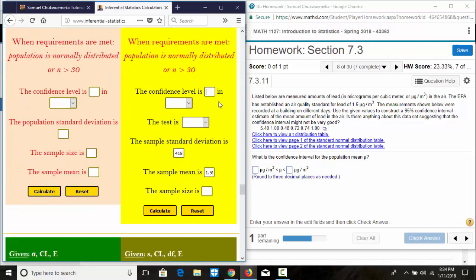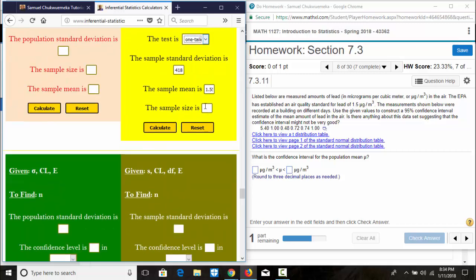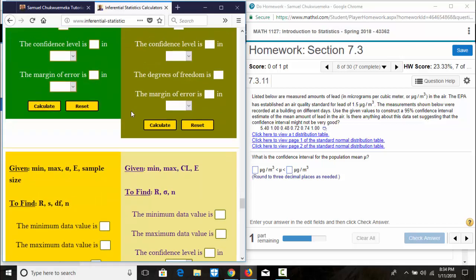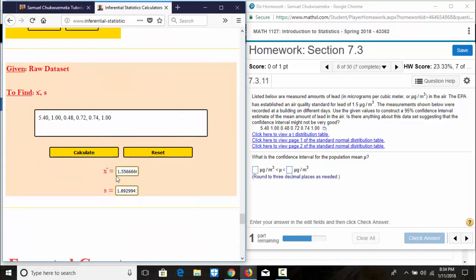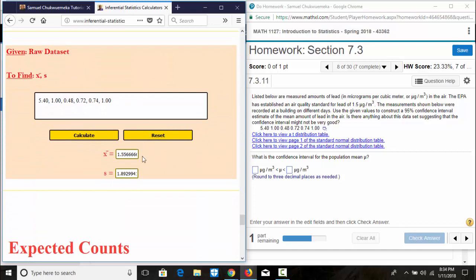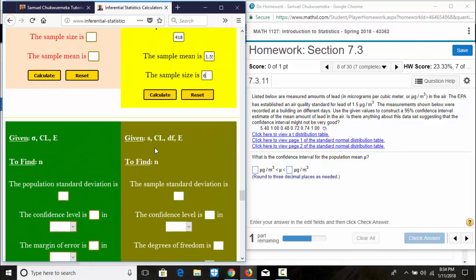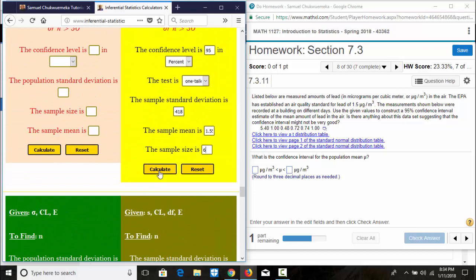Okay, confidence level is 95%. Test is one-tailed. Sample size: 1, 2, 3, 4, 5, 6. Sample size is 6. You know what? It looks like I'm going to put sample size here, so it will make it easy. So sample size 6. Press calculate.